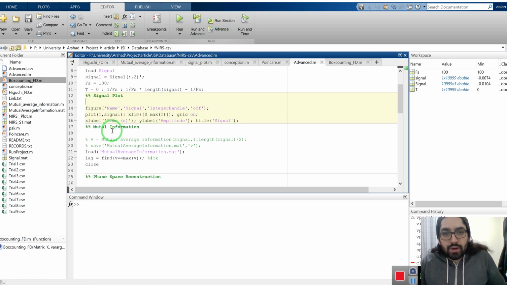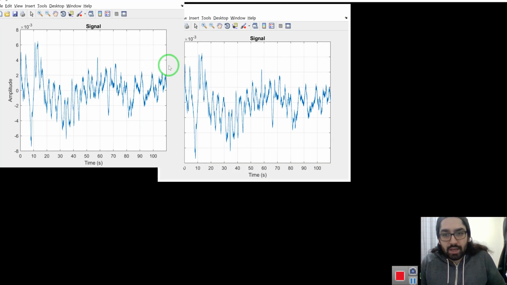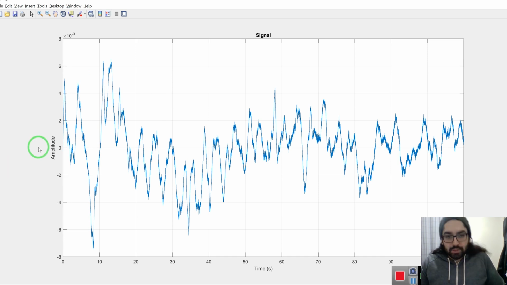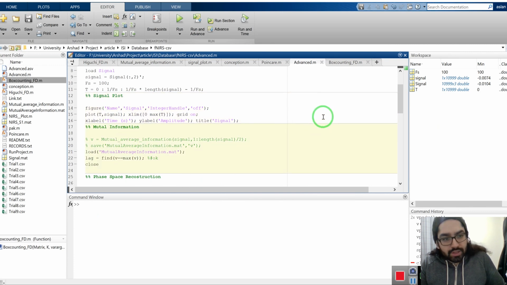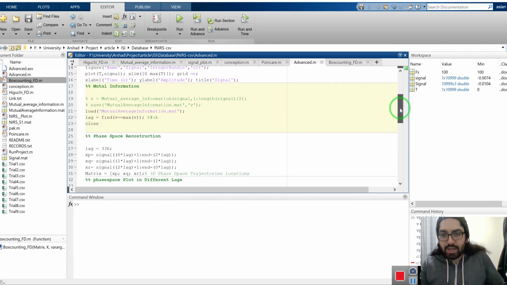I show you here. As you see, it seems really complex because it contains different fluctuations: big fluctuations with high amplitudes and low frequencies. On the other hand, we have high frequencies, fluctuations with limited amplitudes. Okay, and for this signal we want to reconstruct its phase space.